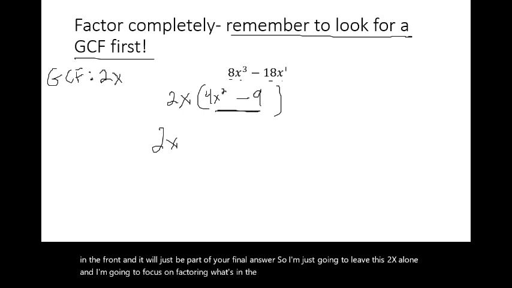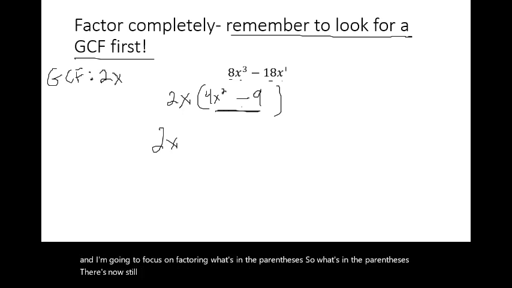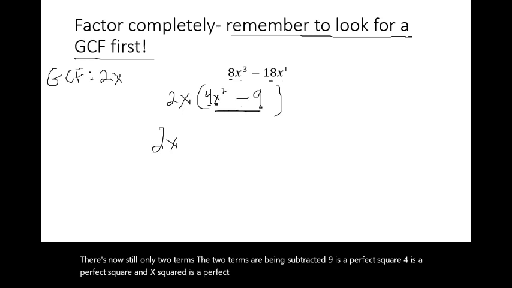What's in the parentheses, there's now still only two terms. The two terms are being subtracted. 9 is a perfect square. 4 is a perfect square, and x squared is a perfect square. So this in the parentheses is a difference of squares.